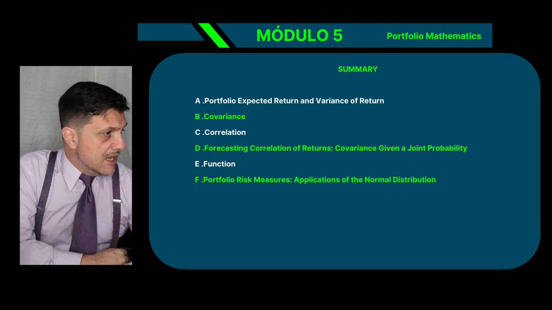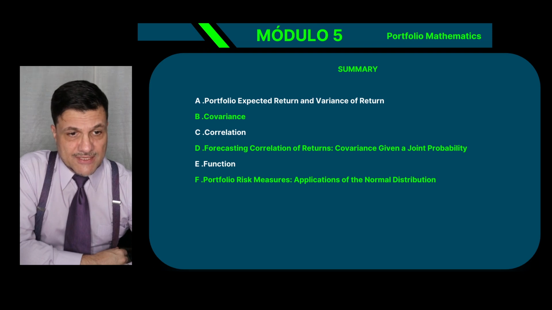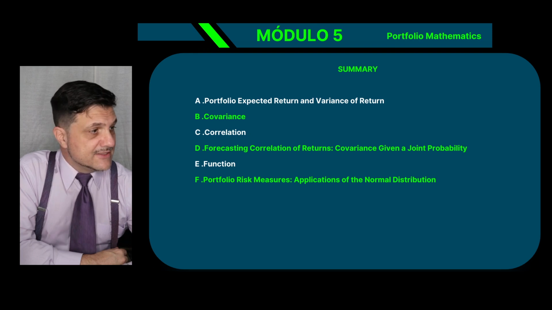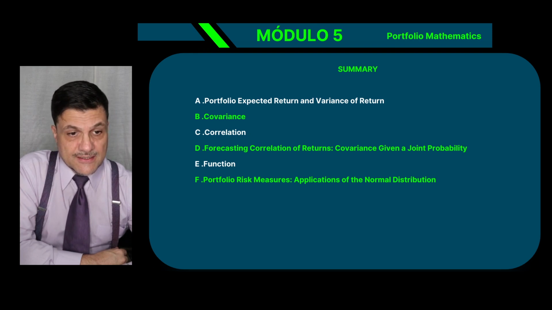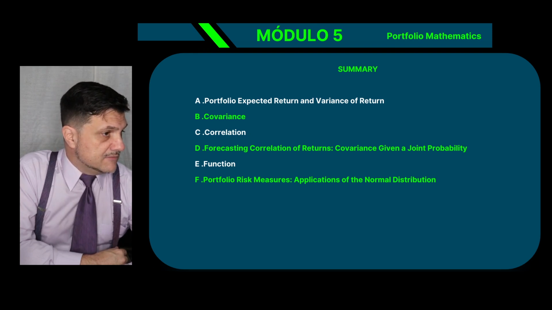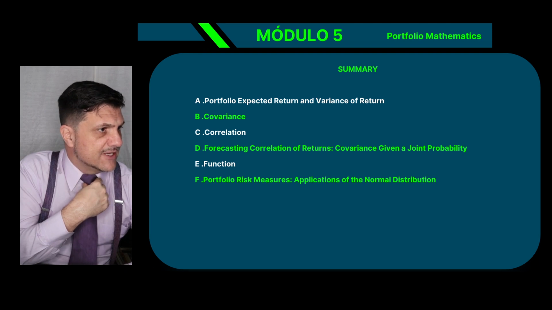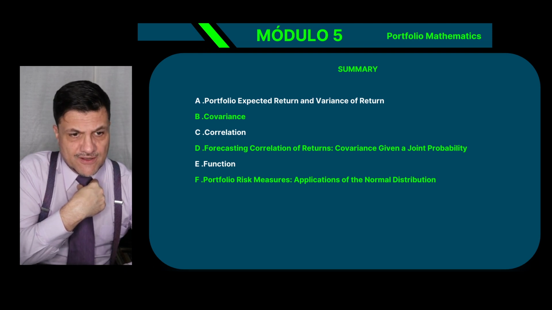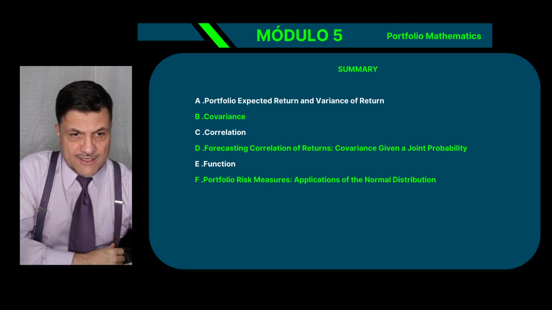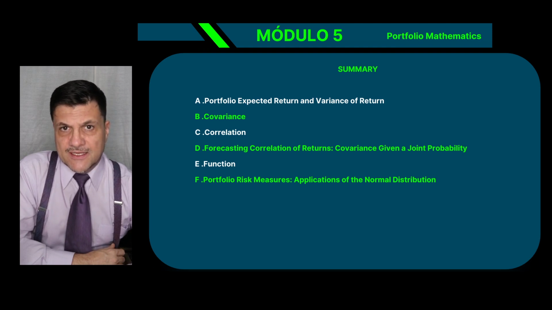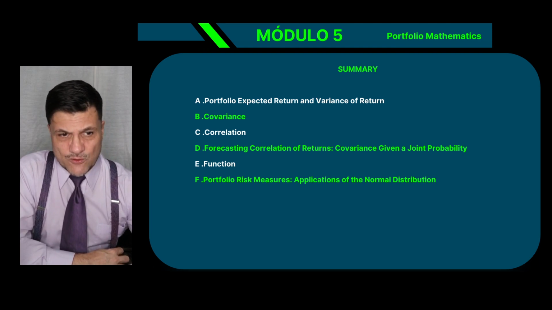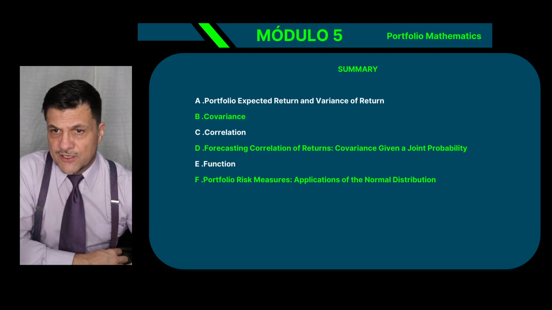Okay, so covariance and correlation. Again, make sure that you understand how you go from covariance to correlation, and correlation to covariance. I think that's important. And the portfolio risk measurements here: the application of the normal distribution, I don't think it's going to be so much of a scenario here. It's going to be more of the joint probability, the safety criteria, covariance and correlation that are going to be the stars of this module.